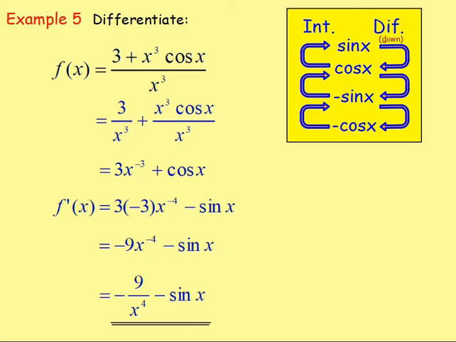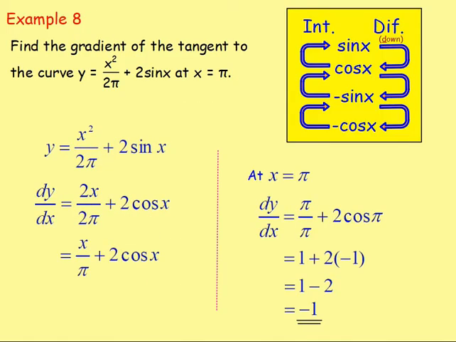What you can also do is imagine brackets around the top. So 3 plus the x cubed cos x, and then move this x cubed up to the top line. So it would become x to the power of negative 3 just beside the brackets. Then multiply out the brackets. If you do that, you still get the same answer here. Once you've done that, you will then differentiate each part separately.